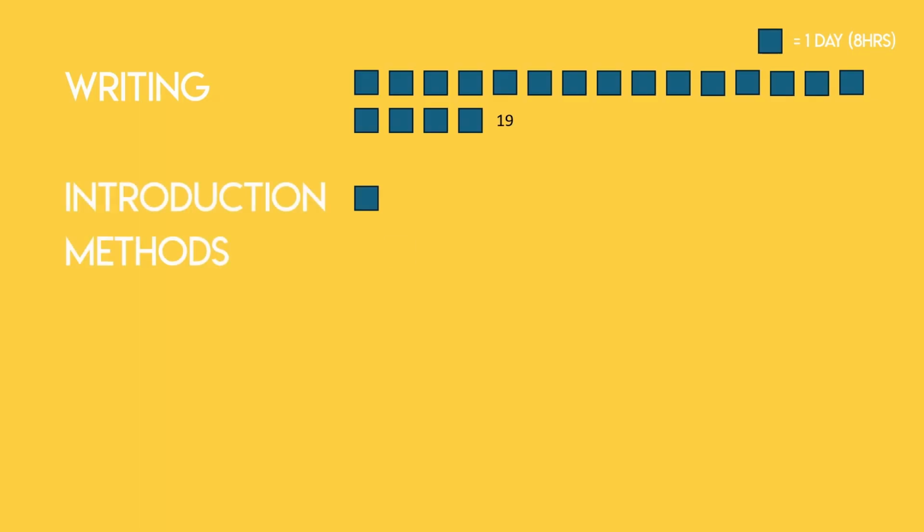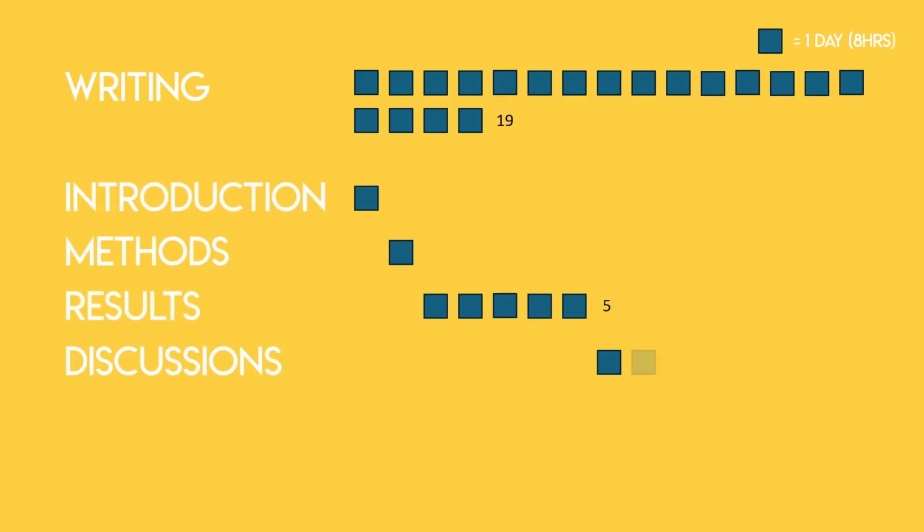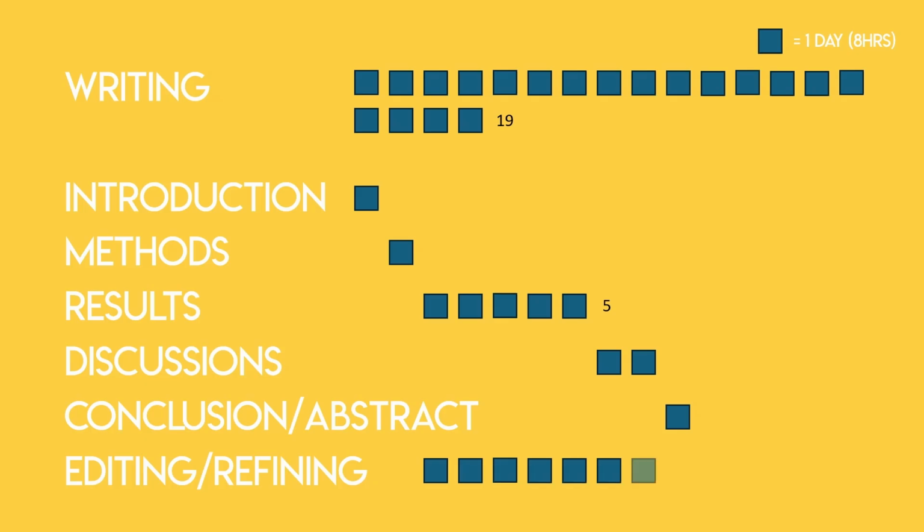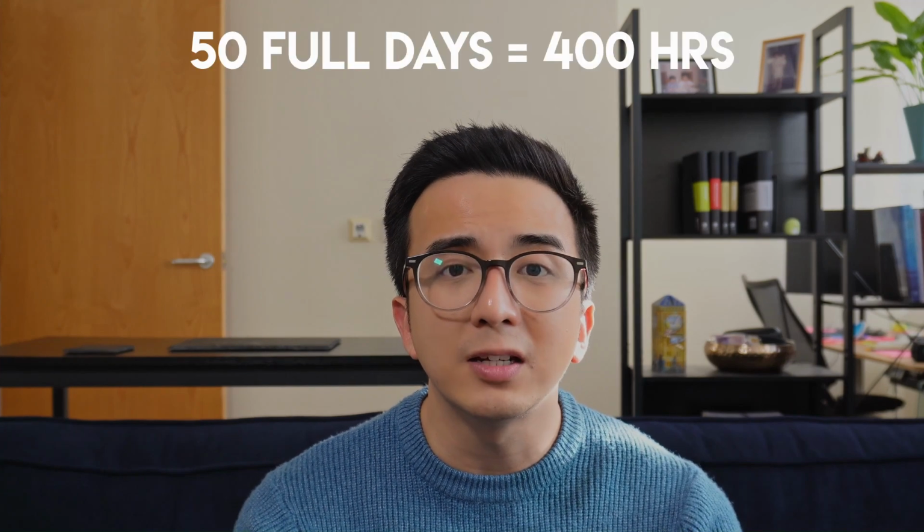Writing, interestingly, was not the most time-consuming part, but it was highly iterative. For example, the results section took around 5 days, not just to write, but to organize, refine, and repeatedly go back to the data. In total, the review took around 54 working days, around 400 hours, but in reality, it was closer to 600 to 700 because I had to redo parts of the review.